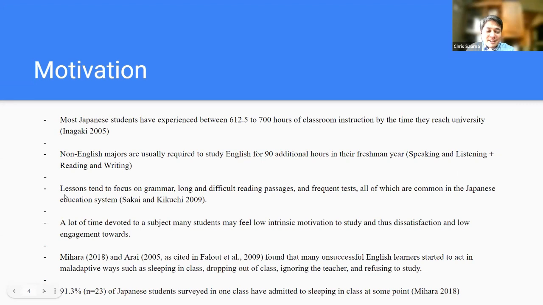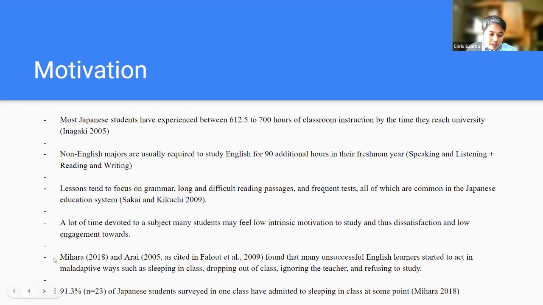Also, lessons tend to focus on grammar, difficult long reading passages, and a lot of tests. All of these are really common in the Japanese education system. So a lot of time and energy is devoted to a subject that students might not feel much motivation for, especially intrinsic motivation. Certain students might be motivated to get a certain TOEIC score, but they might not feel intrinsic motivation to study English, or they might feel dissatisfaction or low engagement towards English.